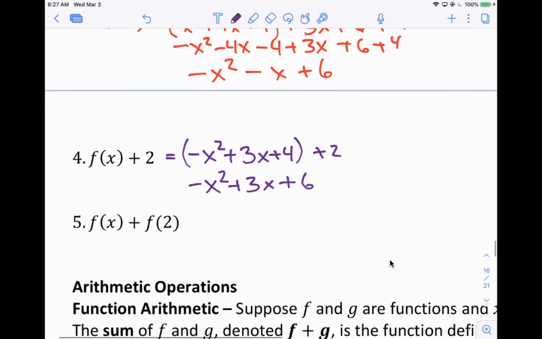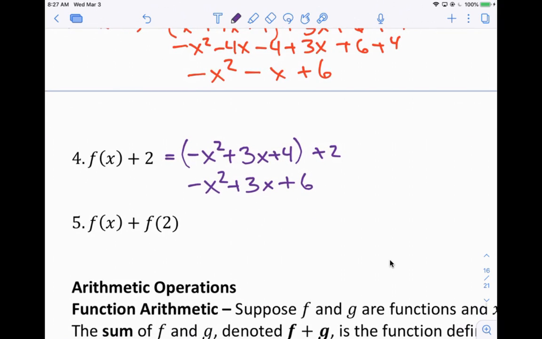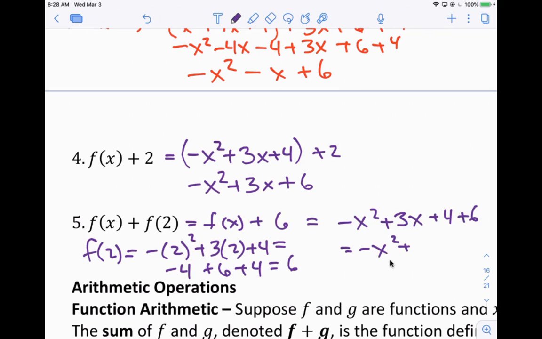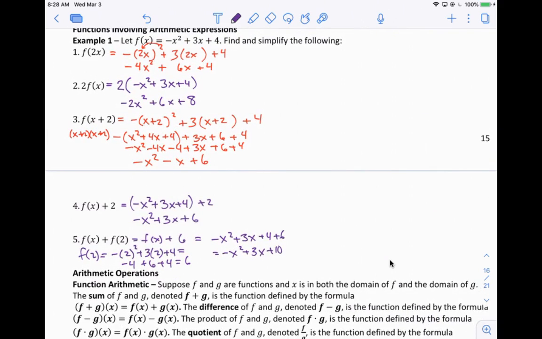This last one, it looks like they don't want us to just add a 2. They want us to add the output of 2. So they want us to find f of 2. What on earth is f of 2? Let's see. F of 2 would be to just plug a straight 2 into the function. And so we would get negative 4 plus 6 plus 4. I believe we've done this in the last section. It's 6. And so what they want us to do is take f of x and add 6 to it. So negative x squared plus 3x plus 4 plus 6, we get negative x squared plus 3x plus 10.